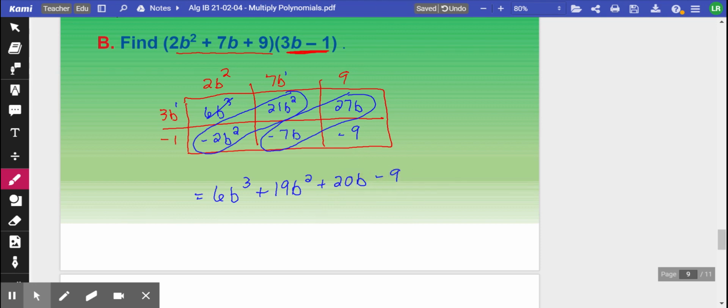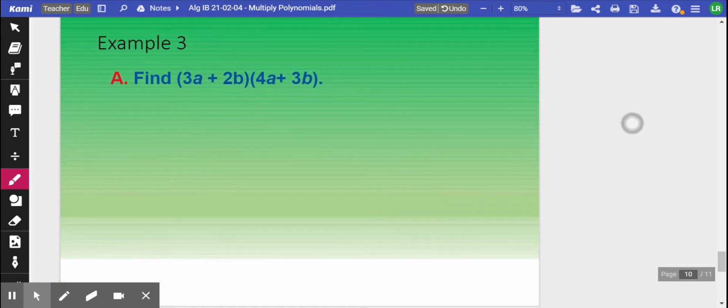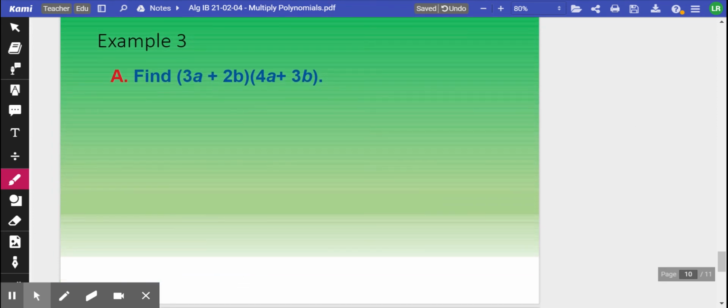Okay, the last type that we're going to look at, just one problem, is problems that have multiple variables. Okay, we're not going to see a ton of these, but I do want you to be aware that we can do it the exact same way. You just have to slow down and think a little bit as you do these. Okay, so we have 3a plus 2b times 4a plus 3b. We have a binomial times a binomial. So 2 things times 2 things. I'm going to make a 2 by 2 box.